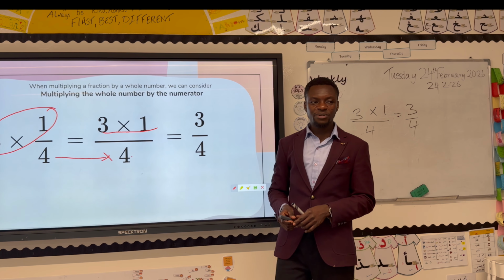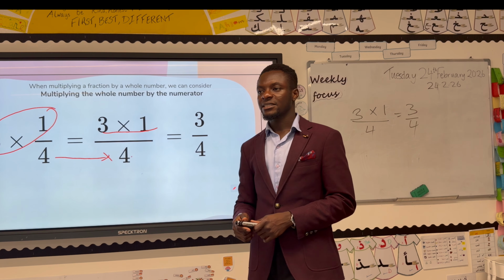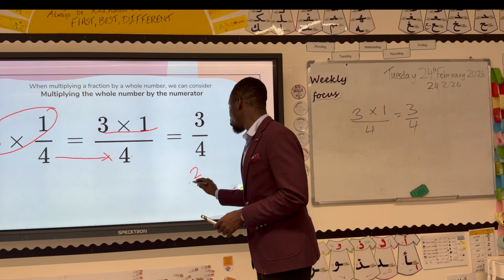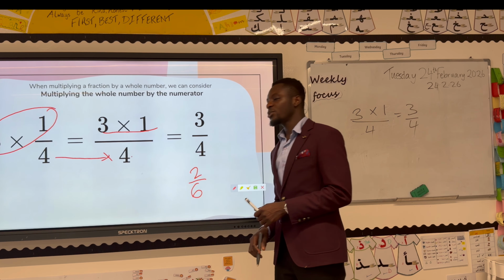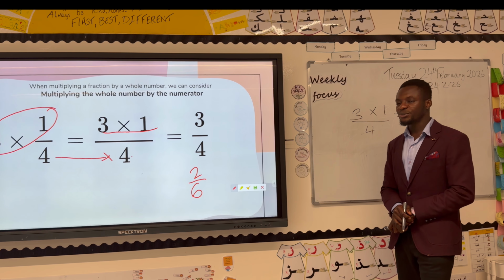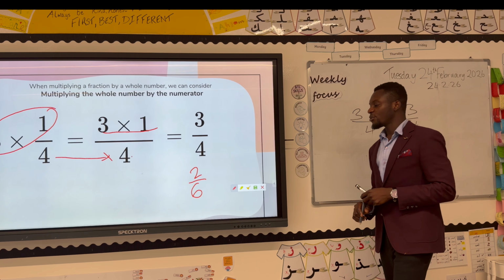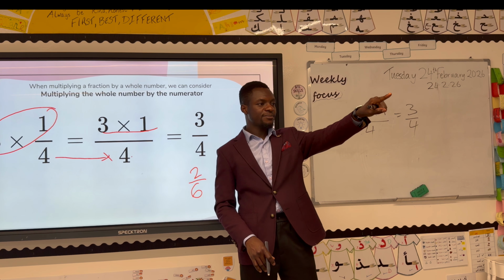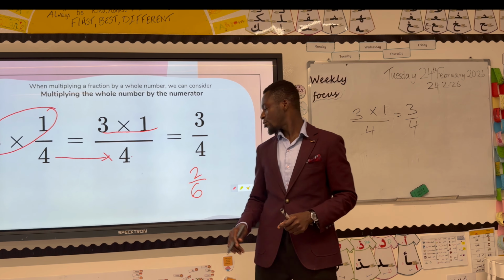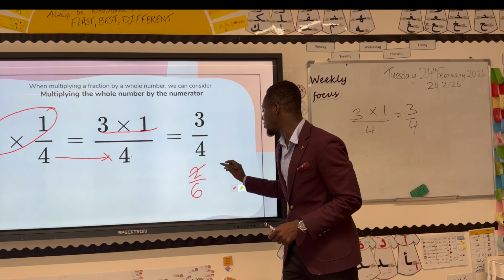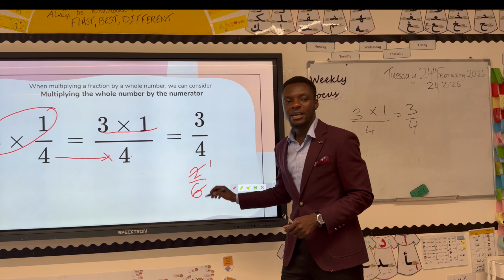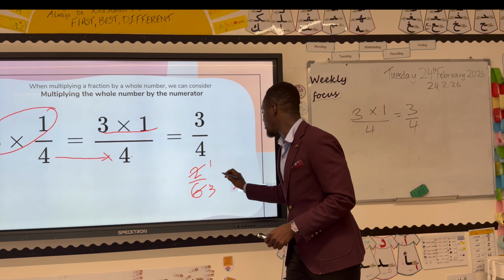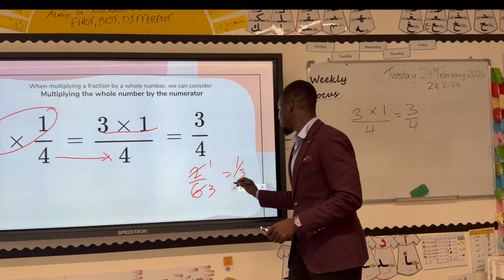But do you think we can simplify this fraction? No. Okay, good. Assuming we had an answer of 2 out of 6, do you think we can simplify? What do we do? Yes. You find a common number. So what would be the common number to divide 2 and 6? 2. Alright, so 2 will divide into 2 how many times? And into 6? 3. Good. So that means our answer will be 1/3.